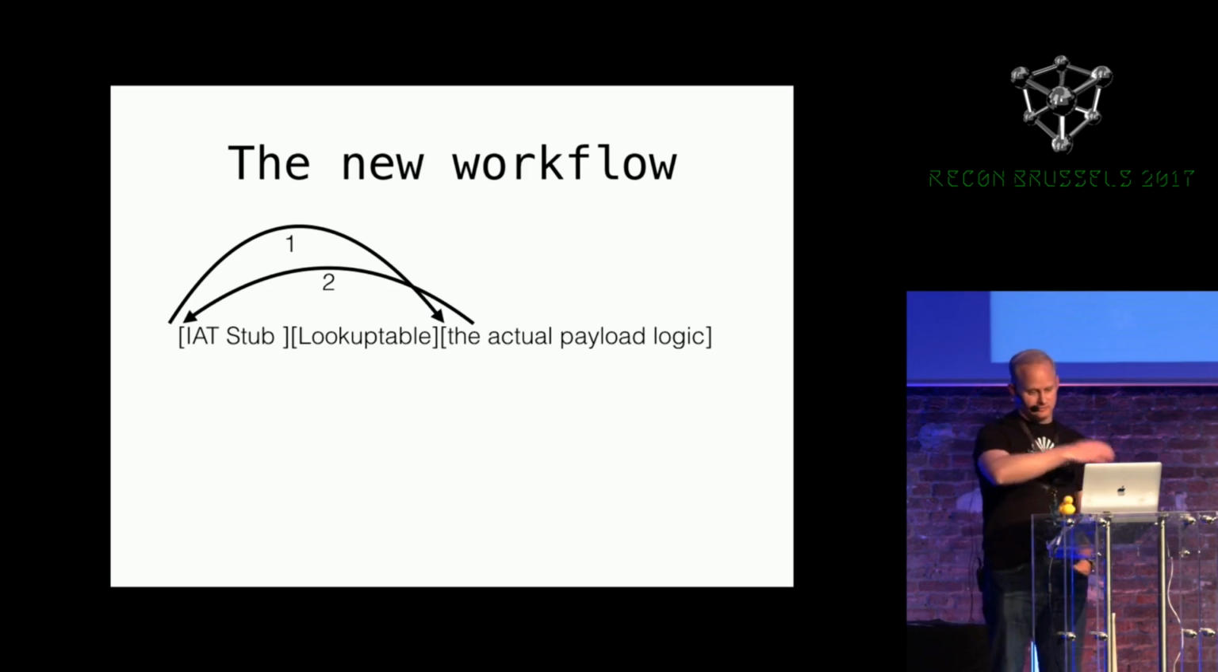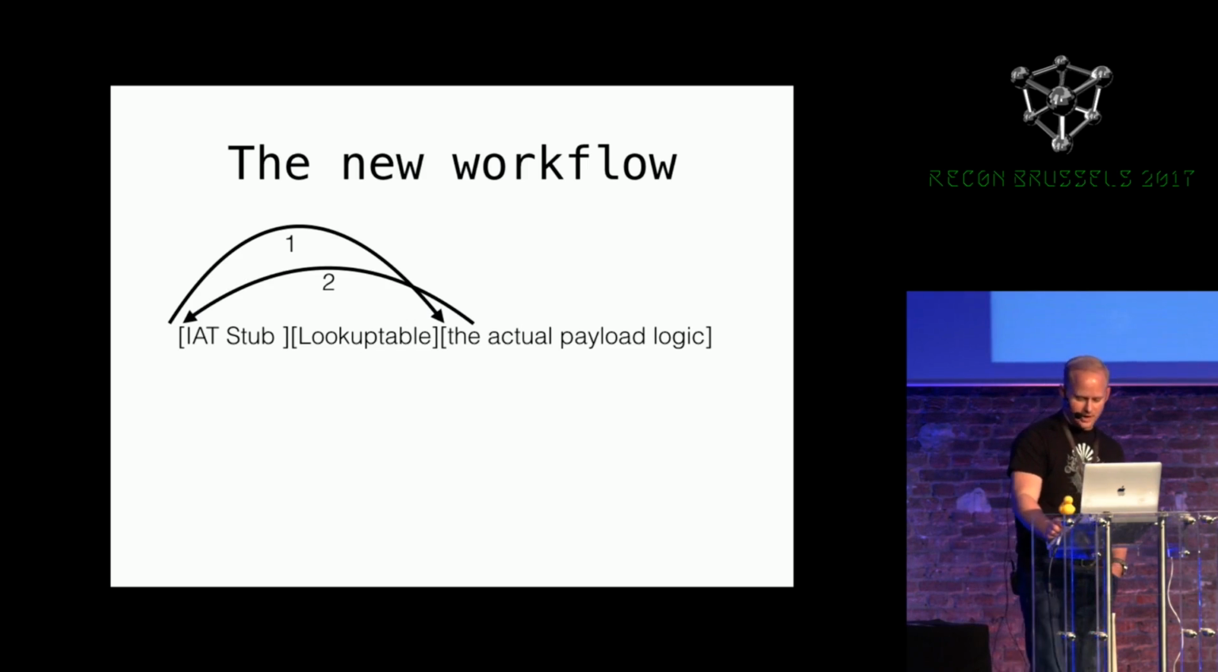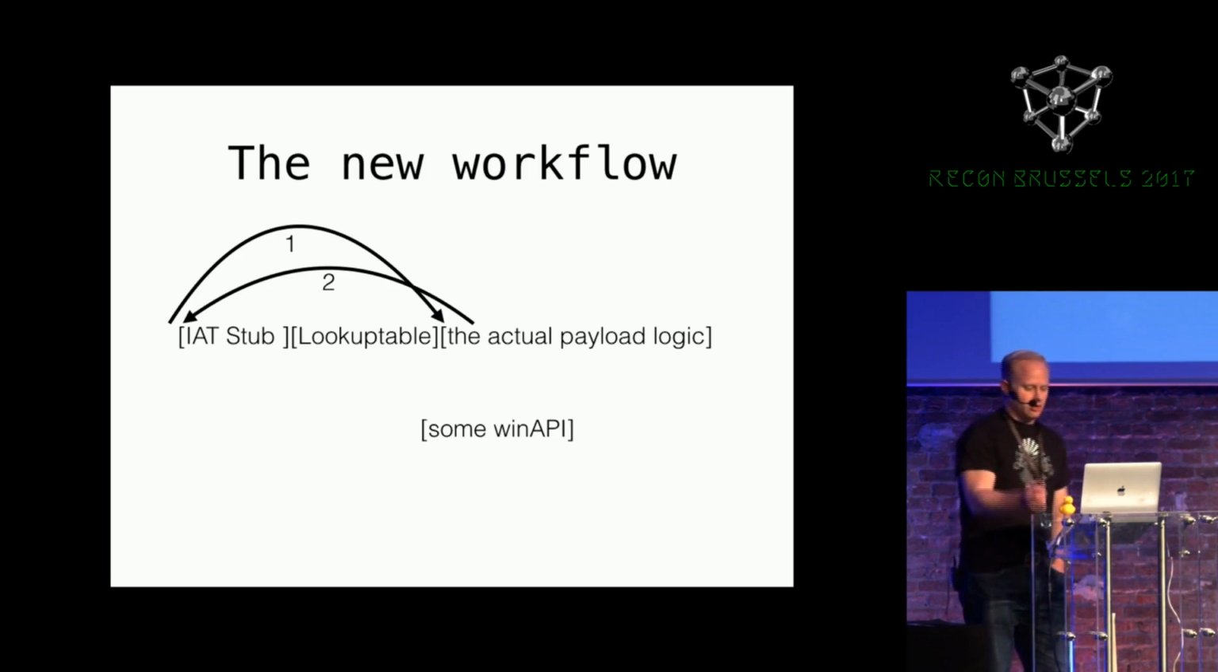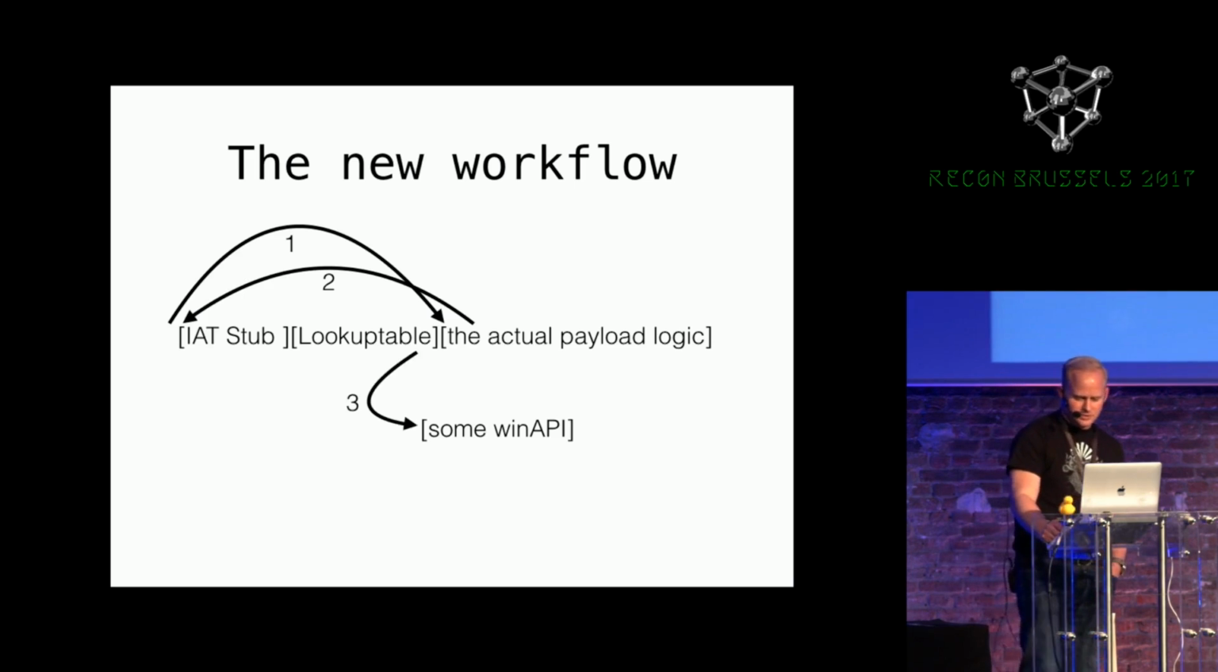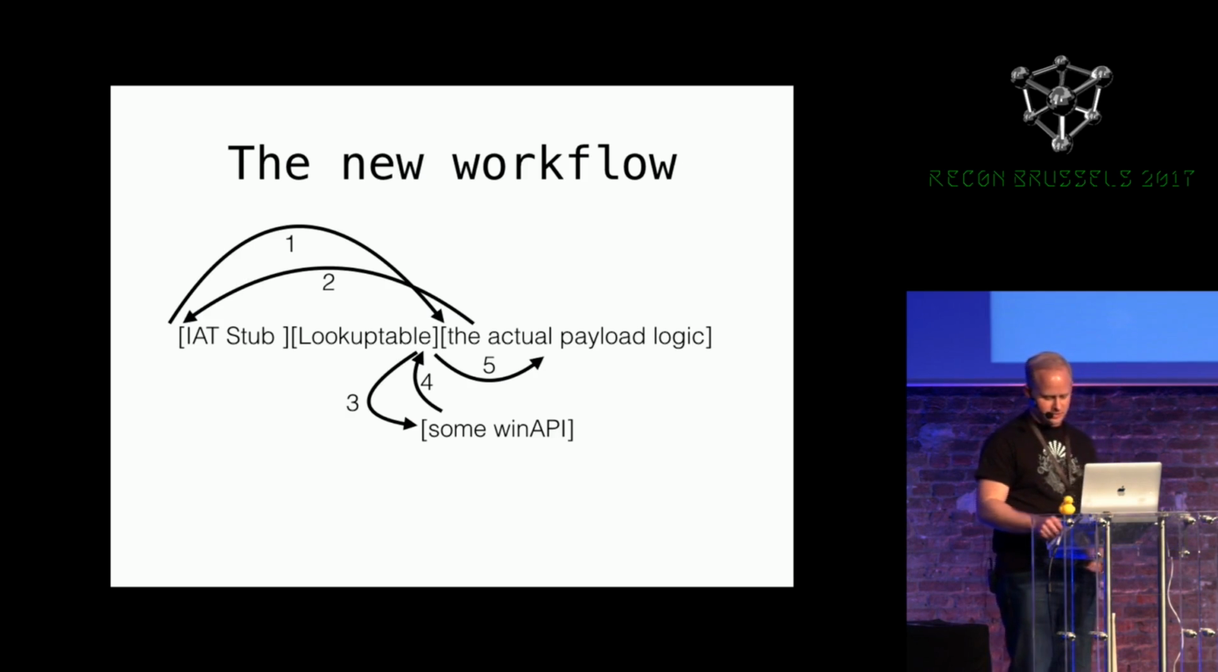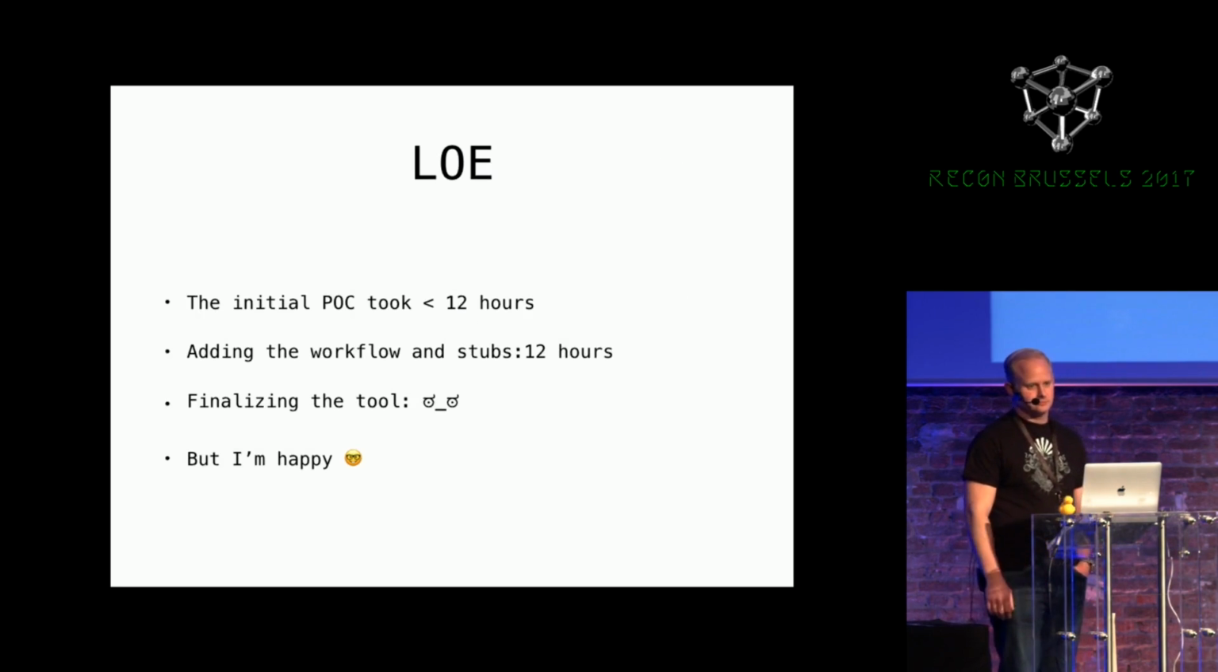So I have to go back to the beginning of the import address table finding stub. Then you will call, I would actually do a call instead of a jump to the Windows API, return back into the lookup table, and then do a return to the payload logic, and then continue until there's no more payload logic. Right. So the initial POC only took 12 hours.